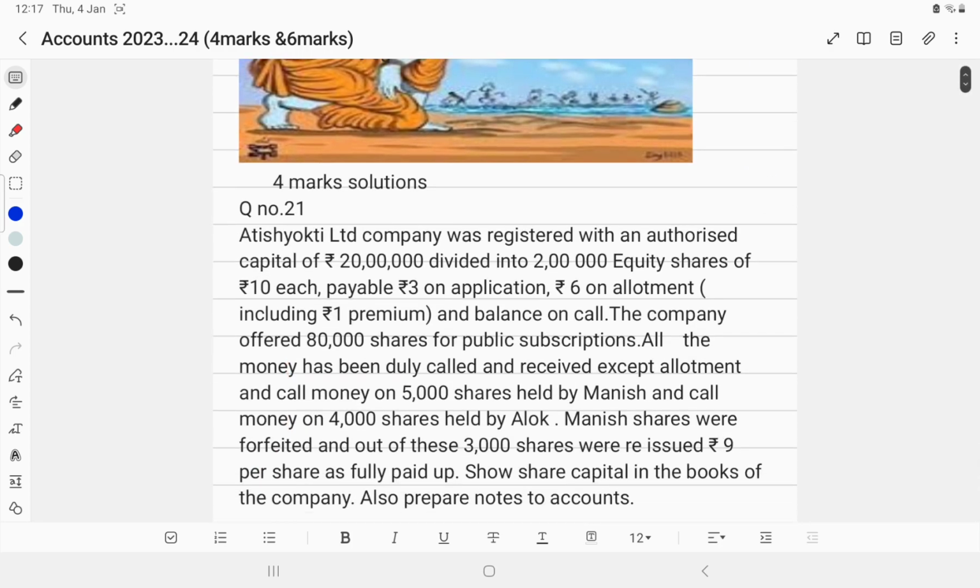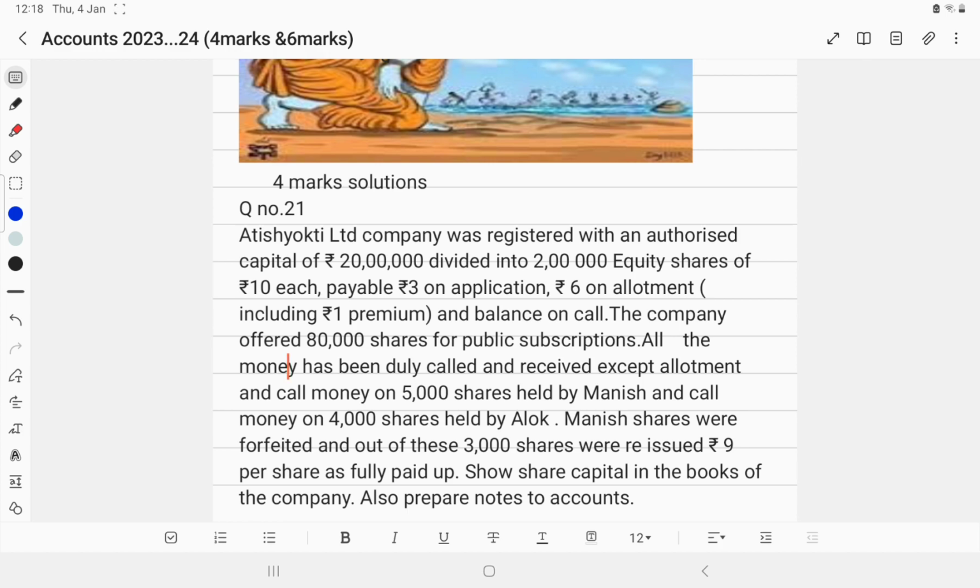Question number 21. Adikshogdi Limited Company was registered with an authorized capital of 20 lakhs divided into 2 lakh equity shares of 10 each, payable rupees 3 on application, 6 on allotment, including 1 premium, and balance on call. The company offered 80,000 shares for public subscription.